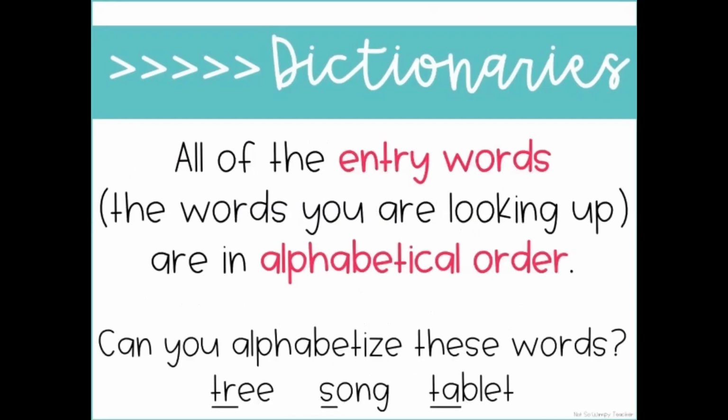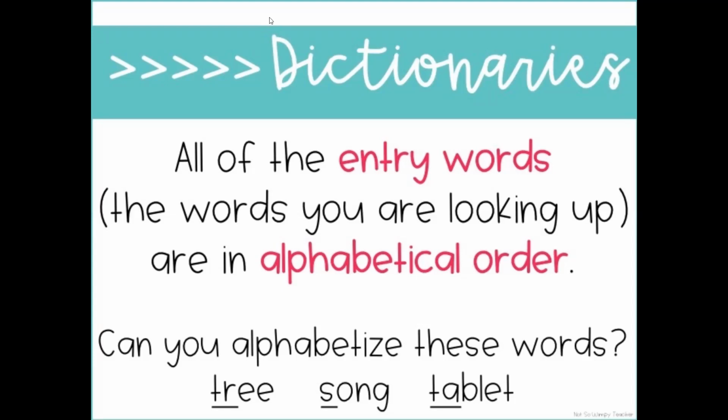All of the dictionary words, though, all of the entry words that you look up in a dictionary are in alphabetical order. So looking at these three words at the bottom of our screen, you see tree, song, and tablet. How can we alphabetize those? Putting them in alphabetical order, so that means the letter that comes first in the alphabet, we're going to use the first letter of the word. We're going to look for the letter that comes first in the alphabet. That's going to be our first word all the way through. So we're creating an alphabetical order. And you guys do this whenever we line up or whenever we do numbers at school as well.